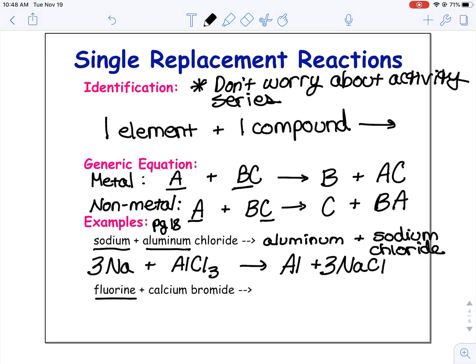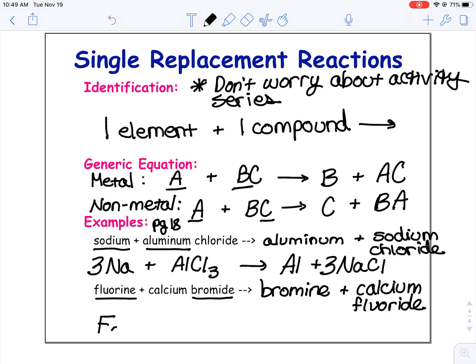In the second example here, fluorine is a halogen. It's a nonmetal. So fluorine is going to trade places with the nonmetal in the compound. So over here, you're not going to have bromide anymore. The name of the element is bromine by itself. And then you've got calcium fluoride. Both fluorine and bromine, when they're by themselves as elements, are listed on the back of the table. They are diatomic. So you guys really need to make sure that you're checking all of this. You are going to have to know all of this for your test next week.